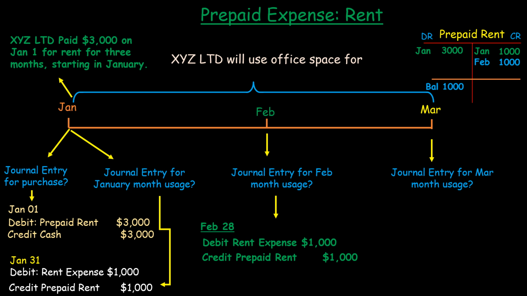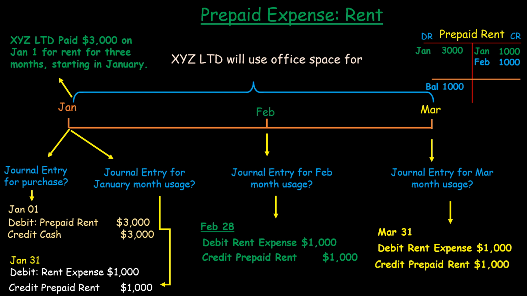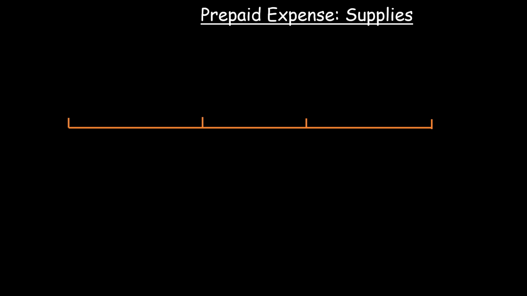And a similar entry will be repeated in March. So debit rent expense for another $1,000 because office space is used, and credit will go to prepaid rent. So if you look at the T account, now all the $3,000 are on the credit side, leaving you with a balance of zero. Let's look at the last example, this time supplies.